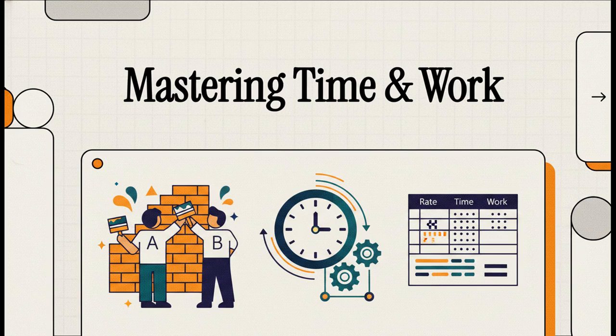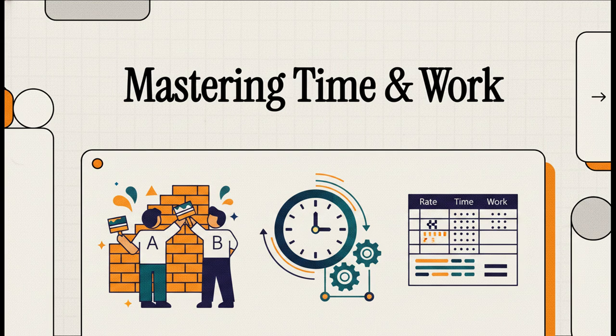All right, let's just jump right into this explainer and completely demystify one of the most universally feared, but honestly highly scoring topics in aptitude exams like CAT, Bank, and SSE. You know the feeling, right? You're staring blankly at a word problem about A and B painting a wall, just wondering how on earth to even start. Well, you're in the right place.